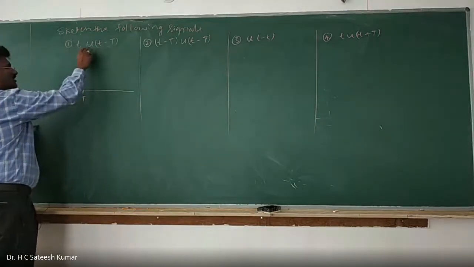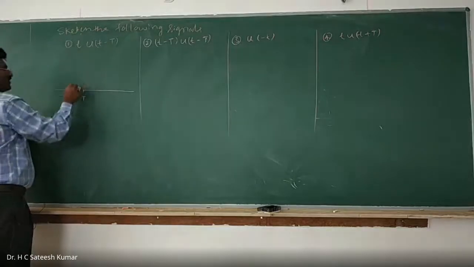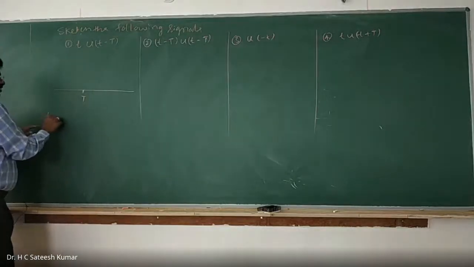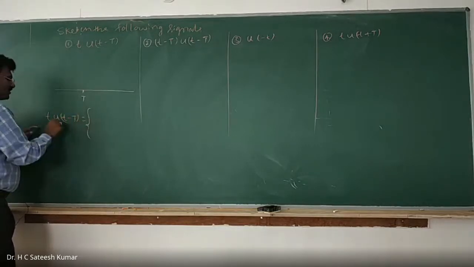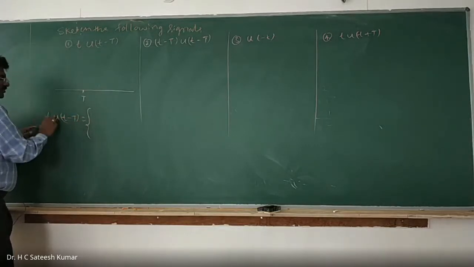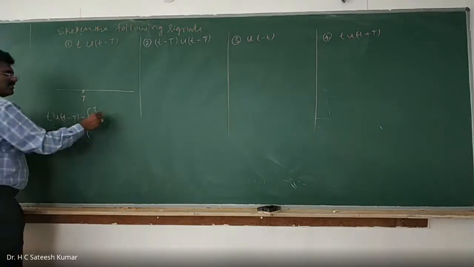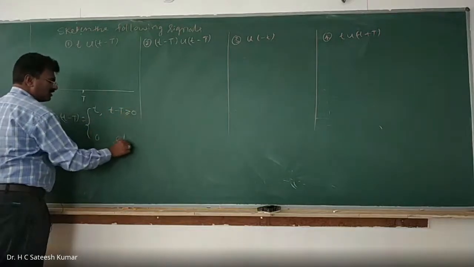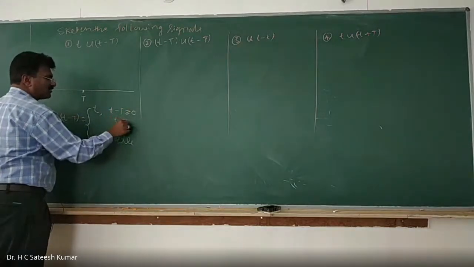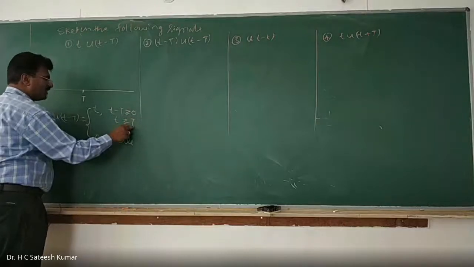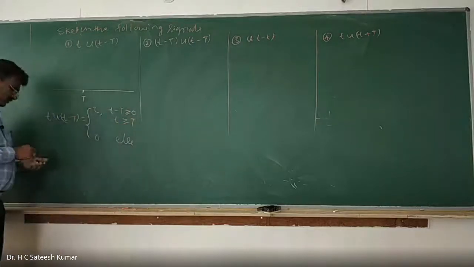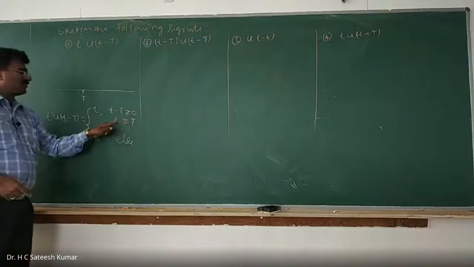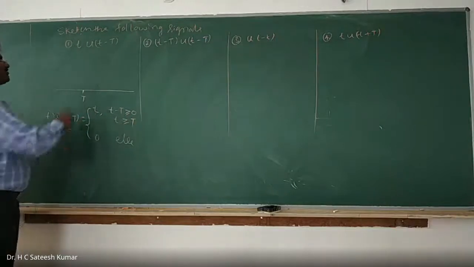What is it that we have? This can be written as what? You can write the equation for this: t into u of t minus T is equal to, its amplitude is how much? A step function with an amplitude of t, starting from where? t minus T greater than or equal to 0, and equal to 0 elsewhere, or t greater than or equal to T. That means starting from T, its amplitude is small t. Substitute that: at t equal to T, its amplitude becomes equal to T.